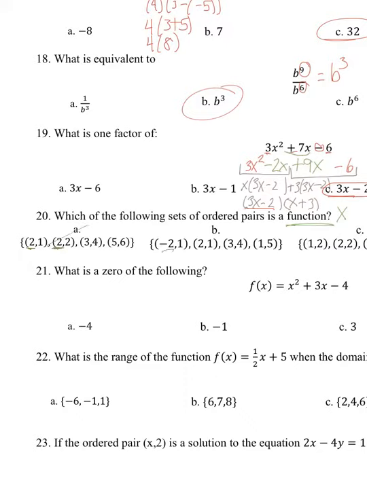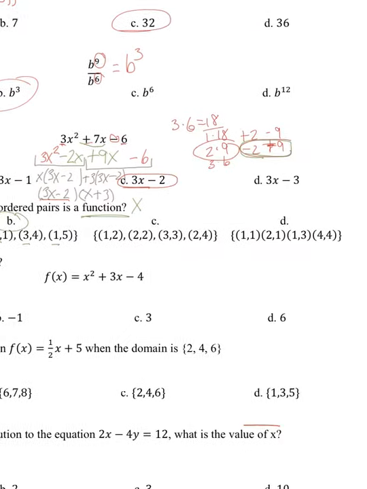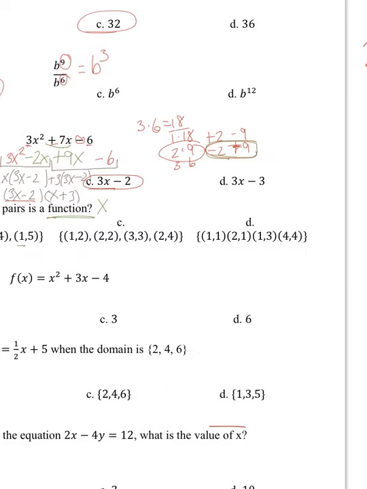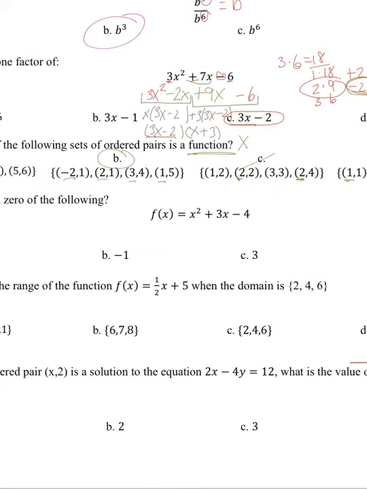B has a negative 2, positive 2, 3, and 1. That looks pretty good. Let's check out the other ones just to make sure there's not a better choice. C, I have an x value 2 and an x value 2. That doesn't work. D shows me x value 1 and x value 1. That doesn't work, so B is indeed the best choice.